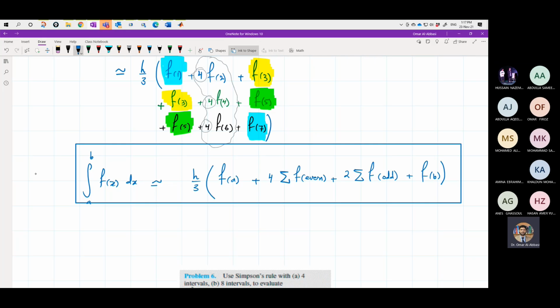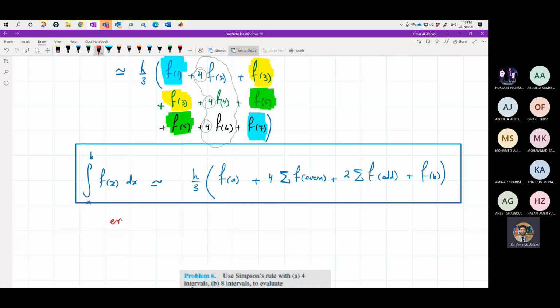So that is Simpson's rule. And by the way, it's called Simpson's 1/3 rule. What is important here? What are the important points? First of all, this works on an even number of points, sorry, an even number of intervals.